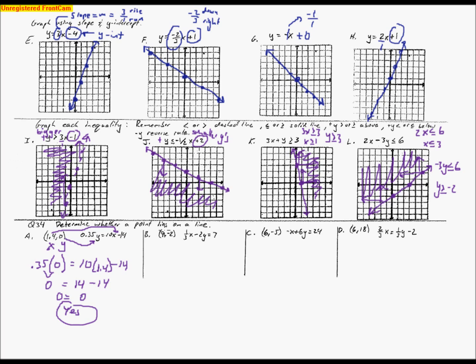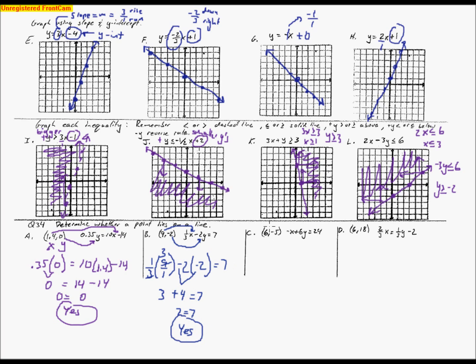So same thing here. 9 goes in for x, negative 2 for y. So we have 1/3 times 9, treat 9 as a fraction there, and minus 2 times negative 2 equals 7. So 3 goes into that 9 3 times. So we got 3. Negative and a negative, those multiply to make a positive 4. And those two numbers agree. So that's another yes.